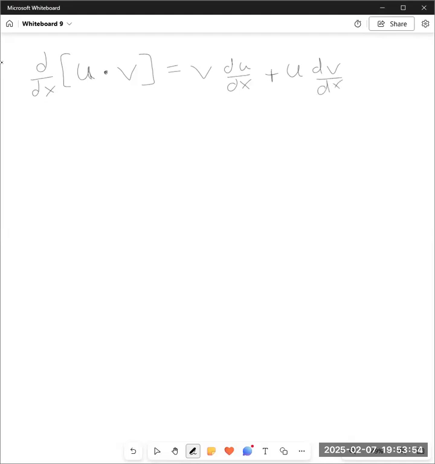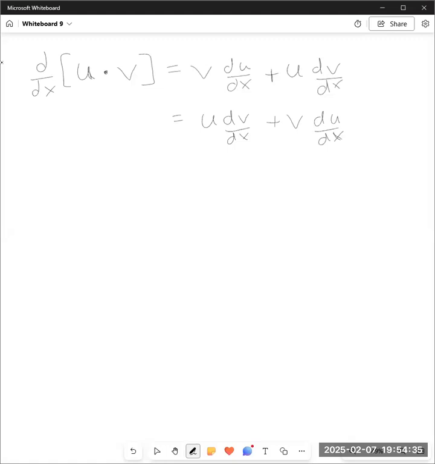If your book says to differentiate the second one first and leave the first one alone, this is exactly the same because of commutative property of addition as u times dv dx plus v times du dx. What I'm telling you is that the order here does not matter. Differentiate one piece, leave the other piece alone, and add it to differentiating the piece that you didn't differentiate the first time and leaving the piece alone that you had differentiated the first time.